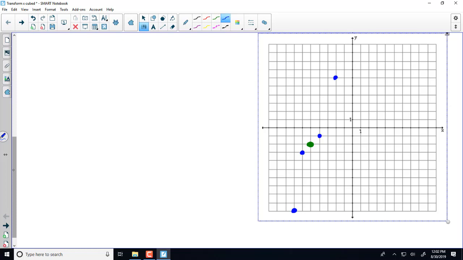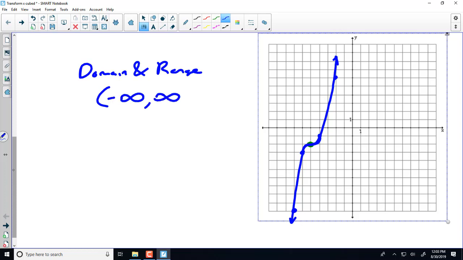One thing that kind of helps me to draw these graphs is not try to go from left to right, but kind of work from the inside out. So kind of got that like that, you see, and then move your way up to that point and down to that point. You get a pretty good looking graph. By the way, the domain and range of the original x cubed function are both negative infinity to infinity. So it's the same thing with this transformation.